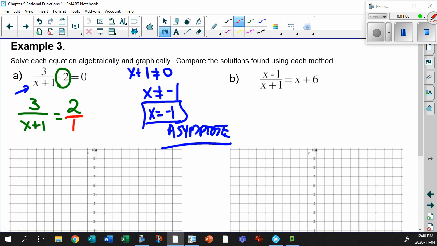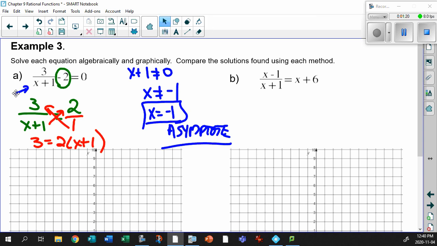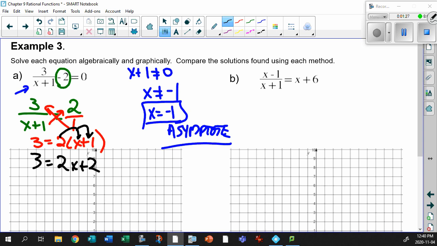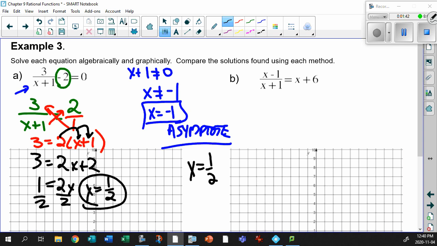Cross multiplication. Look how simple this one is. This is 1 times 3, which equals 3. This is 2 times x plus 1. Yeah, that thing that we learned all the way back in grade 5. Distribute. You got 3 equals 2x plus 2. Bring the 2 over. You got 2x equals 1. Divide by 2. x equals 1/2. There is your answer. We know that x equals 1/2 is our solution.